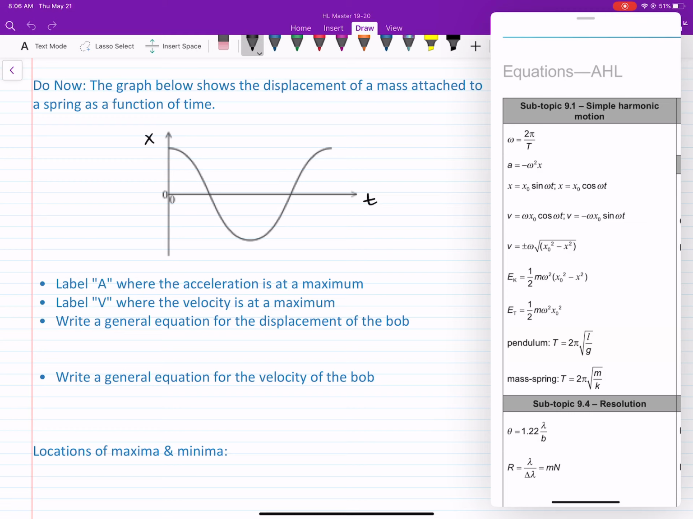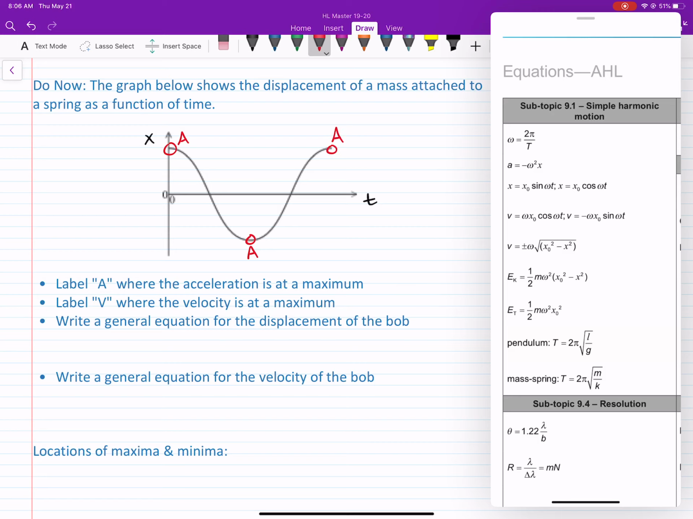And hopefully you have taken a second to do that. What we're going to do is look at a few different locations. We want to label a place where the acceleration is at a maximum. Since this is a graph of position versus time, I'm going to go ahead and label anywhere that the position is a maximum, the acceleration should be a maximum also. You only really need to label one, but there are three locations in this graph. There's a spot right there where the acceleration is a maximum. There's a spot here where it's a maximum, and here where it's a maximum.